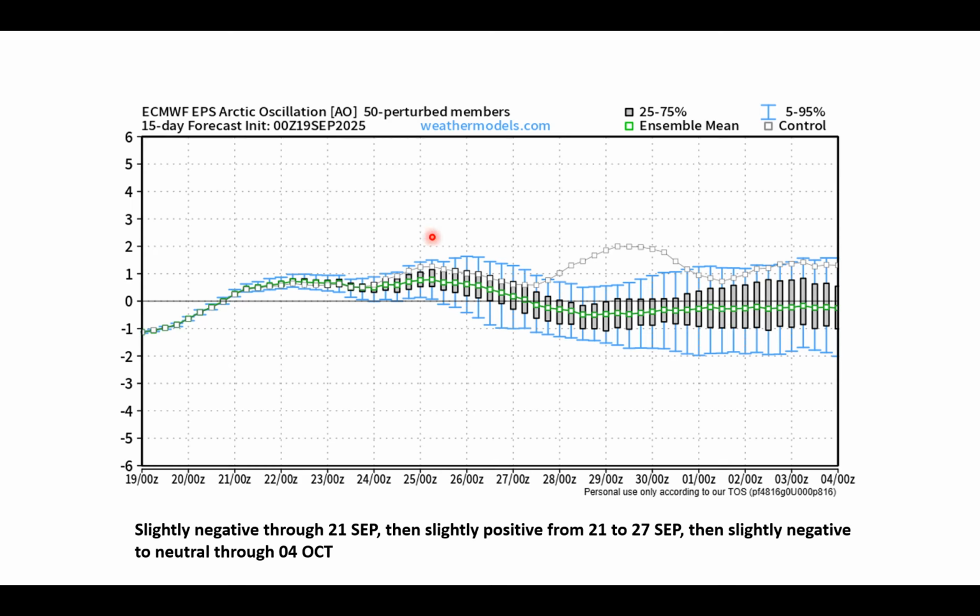You look at the forecast now. This is the European EPS AO 50 perturb members right on out through about the 4th of October. And so the green line represents the average of all the ensemble members. Let's take a look to see what's happening. So we're in a slightly negative AO right now through the 21st of September. And then we go slightly positive in the forecast from 21 to 27 September. And then we go slightly negative to neutral through the 4th of October.